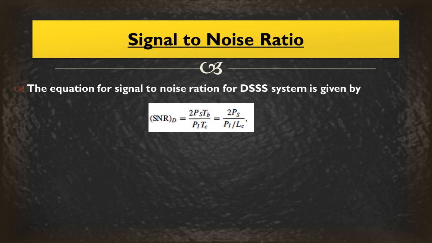This derivation can be done. So, signal to noise ratio in the output of the demodulator is actually given by 2 PS TB by Pi TC. Again, if I bring that TB to the denominator, we get TC by TB, which is the reciprocal of processing gain. So I have written a processing gain here, LC is a processing gain. So we get 2 PS by Pi by LC. That is the processing gain.